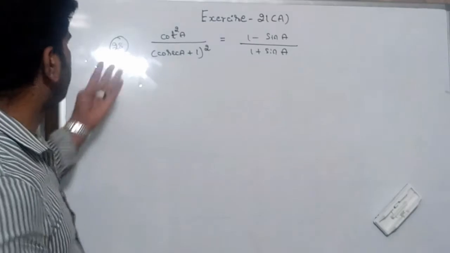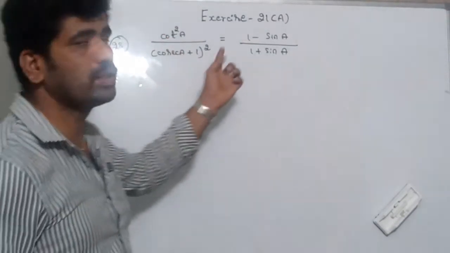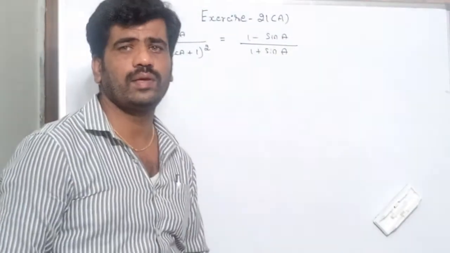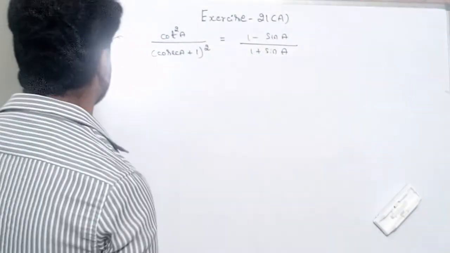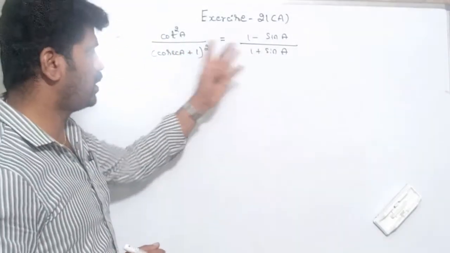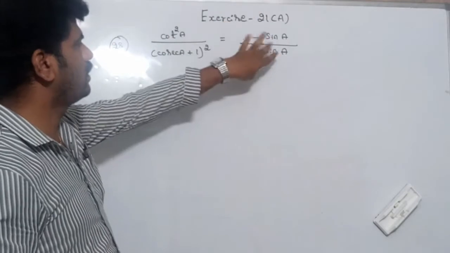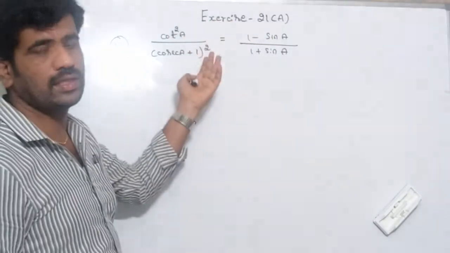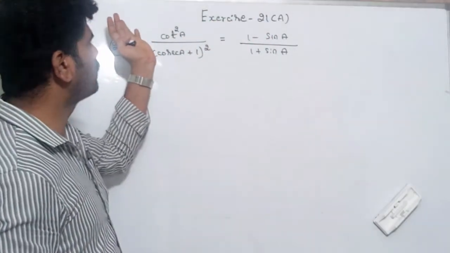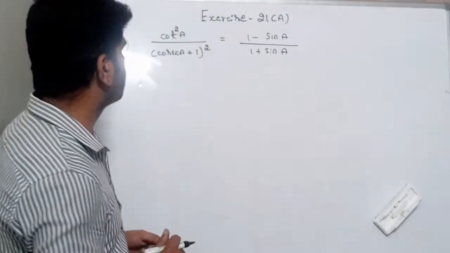Next, our problem 28. Cot square a divided by cosecant a plus 1 the whole square is equal to 1 minus sin a divided by 1 plus sin a. So here what will I do? I am going to take LHS. Same as the previous problem, but here LHS was RHS and RHS was LHS. There, tan square a is given, but here cot square a is given. Okay, same type.